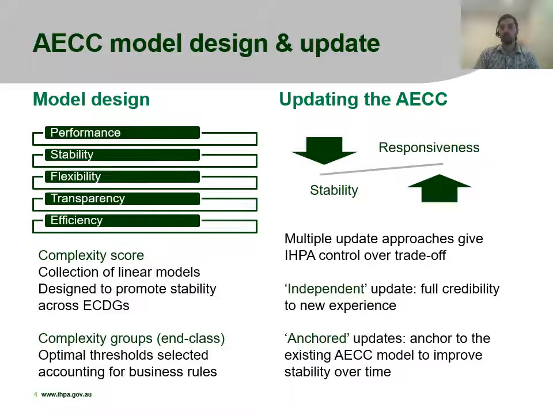Recalibration using the national data showed that all approaches performed well, with a relative improvement in performance of approximately 2% compared to the AECC version 1. There was very little difference in performance between the different update approaches. The anchored updates improved stability, reducing the number of episodes changing N class by up to 75%, while relative performance reduced by less than 0.1%.